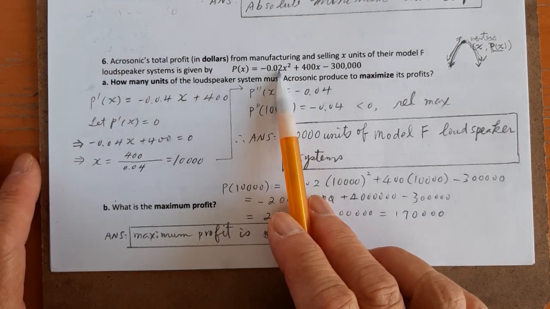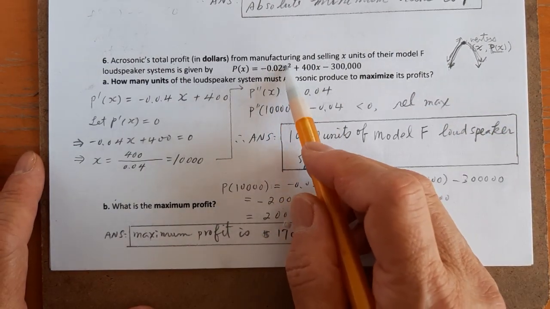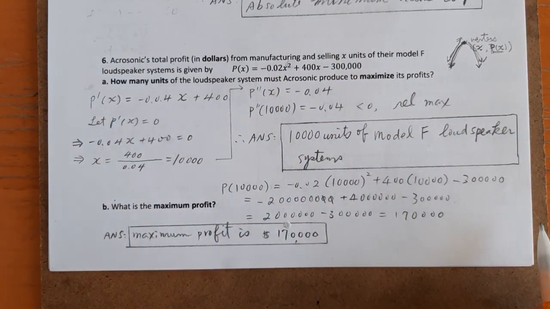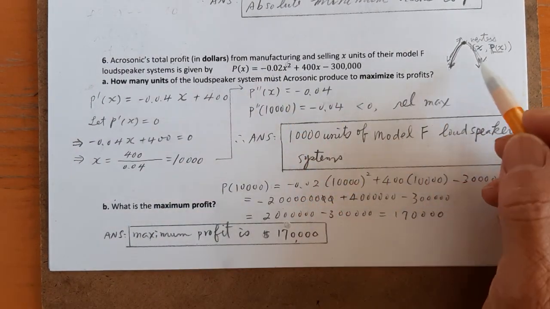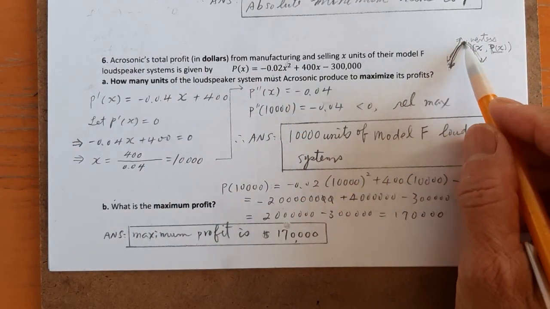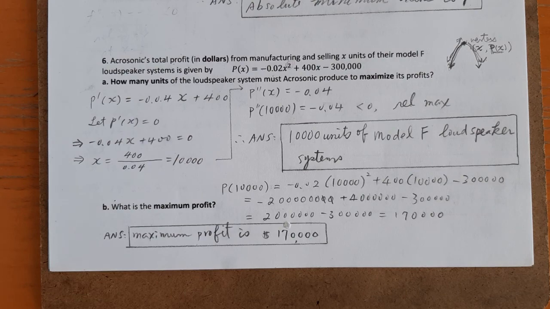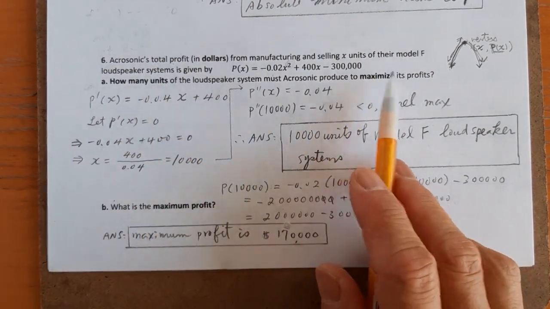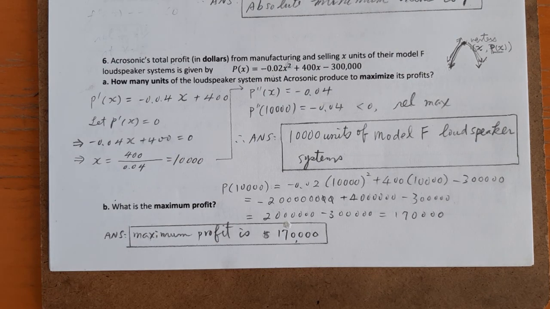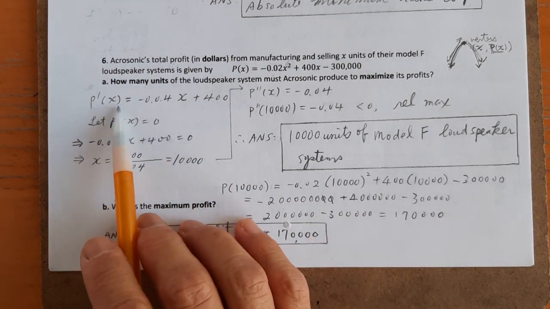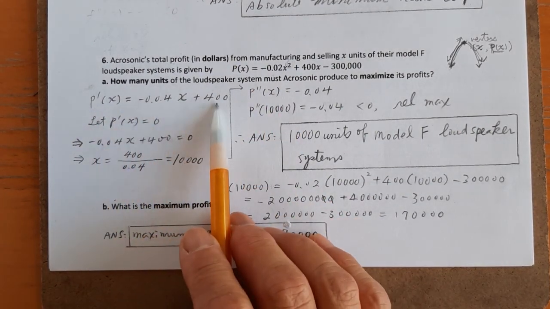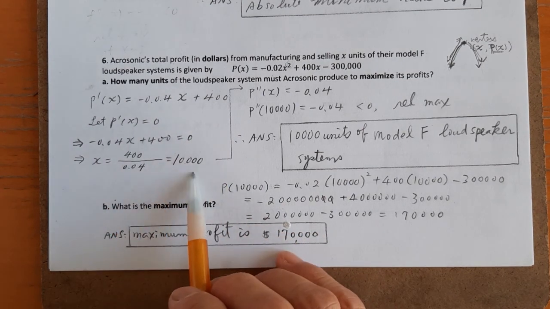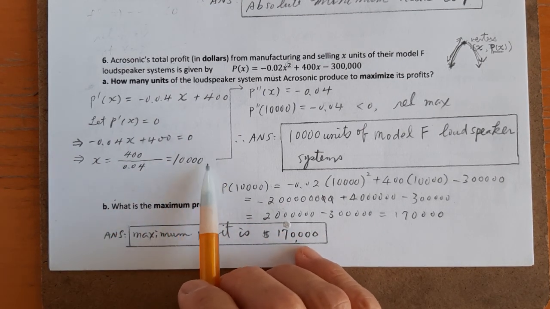This one is a quadratic function and the leading coefficient is negative. So you can see it has a relative maximum. So we are looking for the maximum profit. What x makes the maximum profit? You can use either the first derivative test or the second derivative test. First of all, you find the first derivative f prime of x and solve for x and get 10,000.